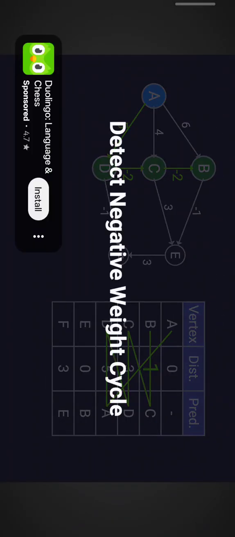Now, how does the Bellman-Ford algorithm detect negative weight cycles? Let's go through an example. Imagine a graph with 3 nodes, A, B, and C. The edge from A to B has a weight of 1, from B to C has a weight of -3, and from C to A has a weight of 1.